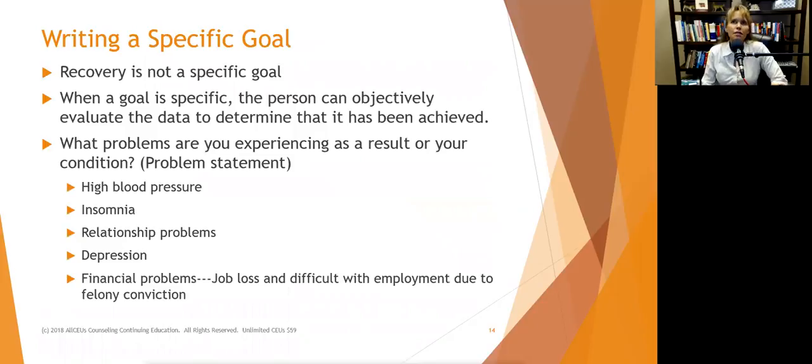So what problems are you experiencing as a result of your condition? And that's what the ASI really asks about a lot. So in that medical section, for example, if they're experiencing high blood pressure or insomnia, that would go in there.